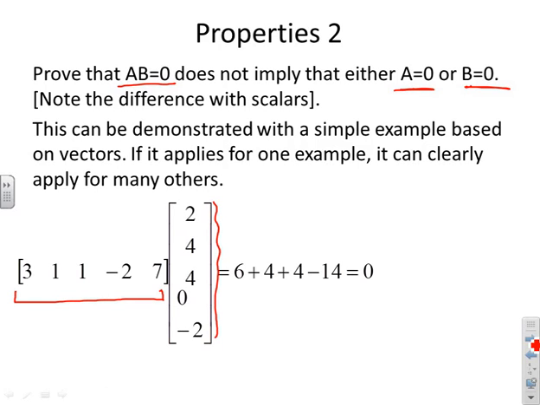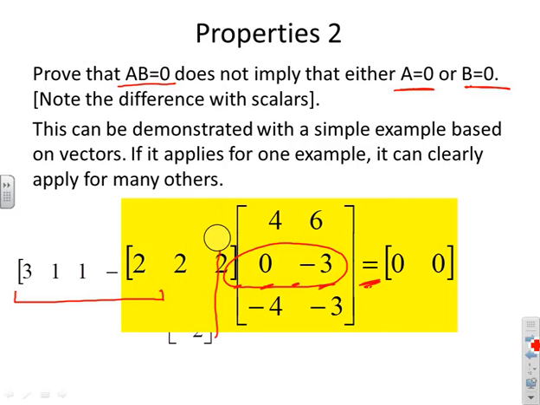And if I multiply these two together, the 3 times the 2 gives 6, 1 times 4 gives 4, minus 2 times 0 gives 0, and 7 times minus 2 gives minus 14. But if I look at that sum there, I've got 0. So I've multiplied two non-zero vectors, but the result is 0.